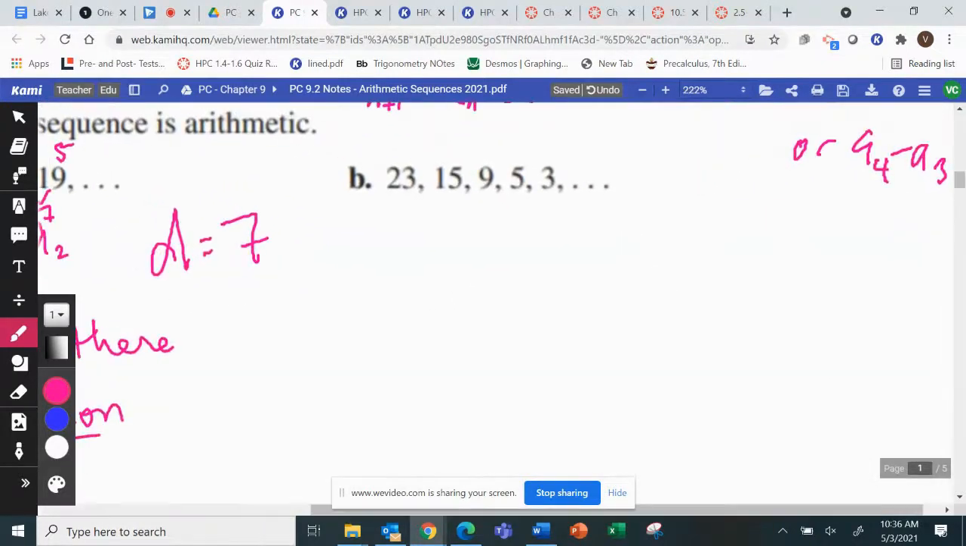All right, question B. Is it arithmetic? So we do 15 take away 23. We get negative 8. And we do 9 minus 15, negative 6. 5 minus 9, negative 4. 3 minus 5. I really don't have to do any more because I already know the answer. Negative 2. This is not arithmetic. What is it, by the way?